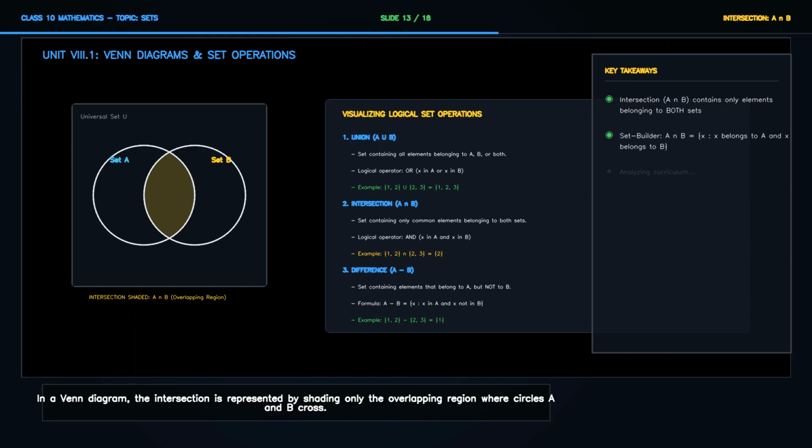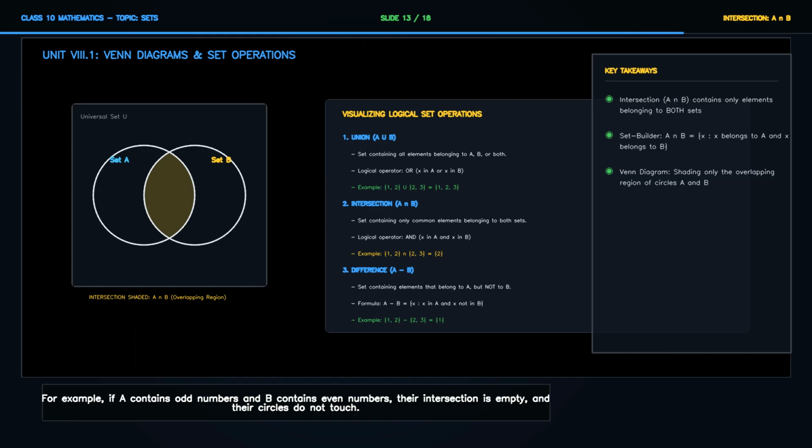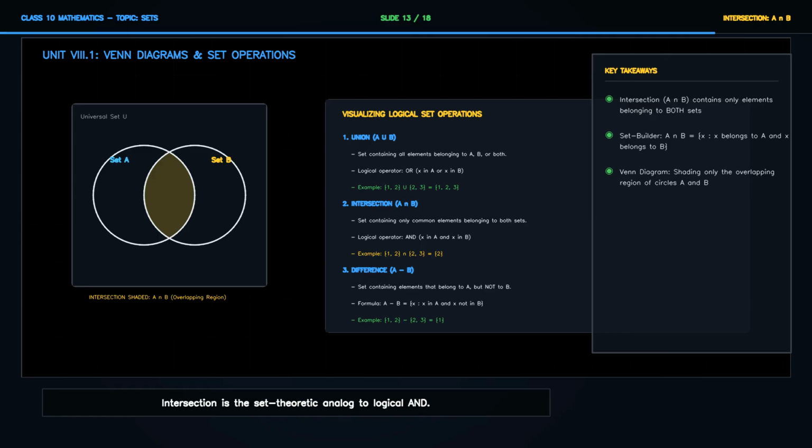B cross. If the intersection of two sets is empty, meaning they share no elements at all, they are called disjoint sets. For example, if A contains odd numbers and B contains even numbers, their intersection is empty, and their circles do not touch. Intersection is the set theoretic analog to logical AND.